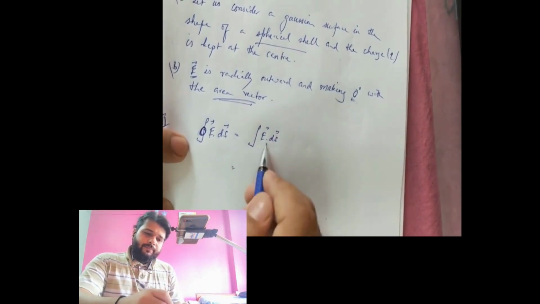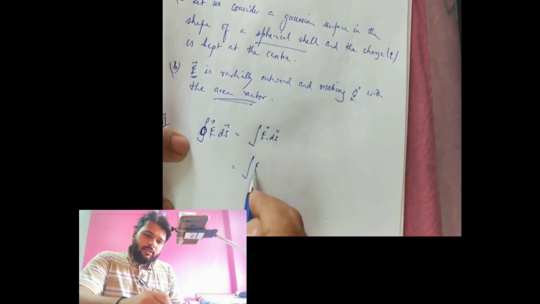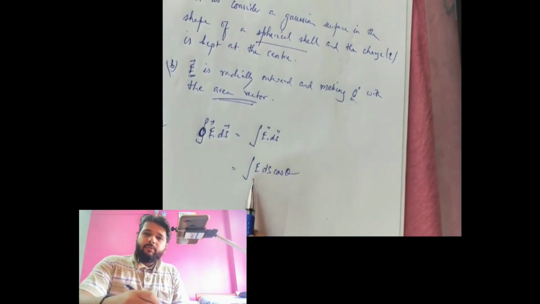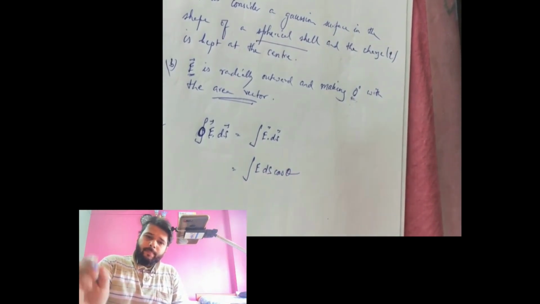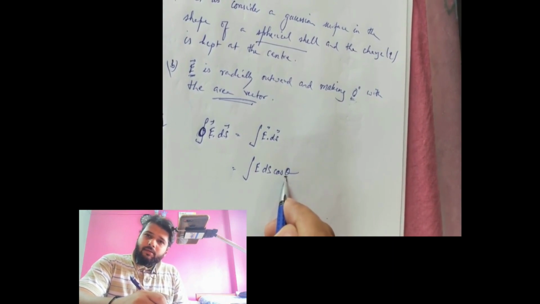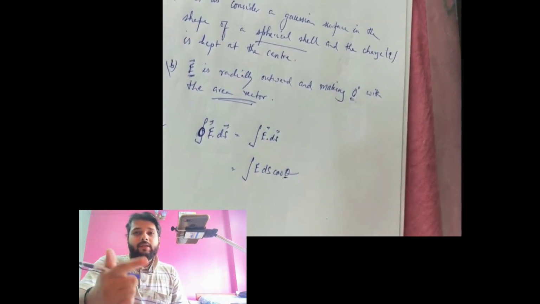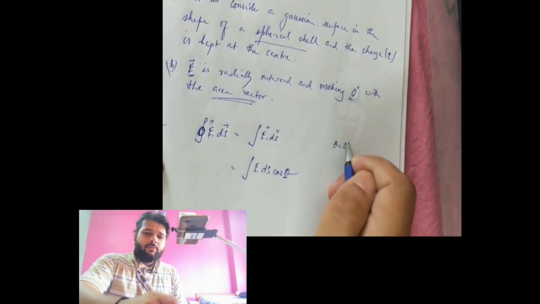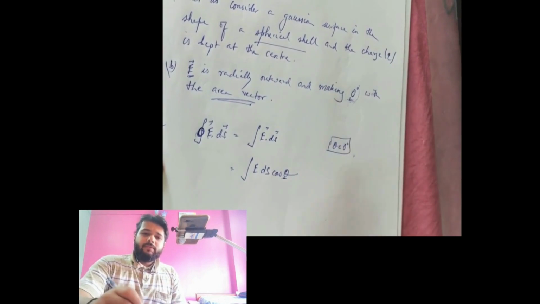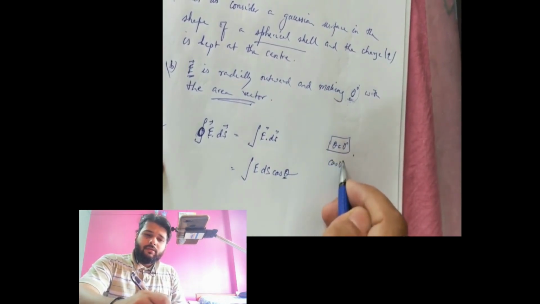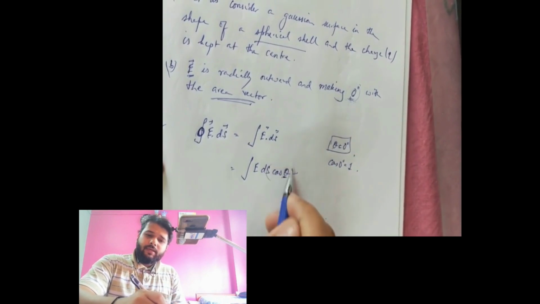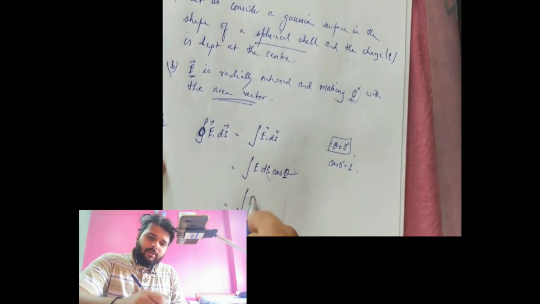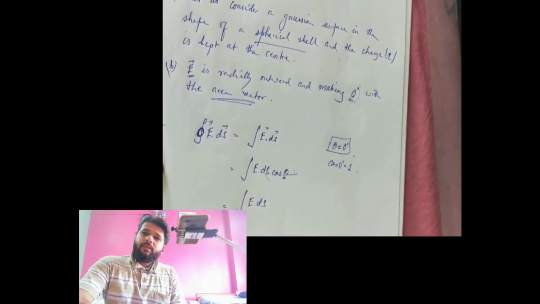Now E dot dS is a dot product, so it will be E dS cos theta. Theta is the angle between the electric field and the area vector, which we have already calculated here. We know that theta is 0 degree, and cos 0 degree is 1. So we can replace this by 1, and we'll be left with E dS.